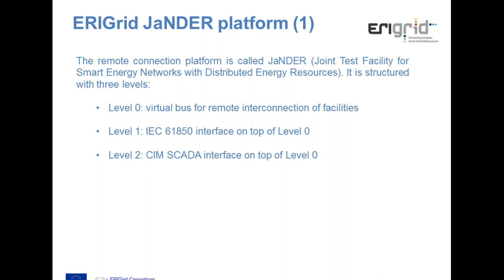This platform for the connection of research infrastructures is called Thunder, and it is structured on three levels. Level zero is this virtualized bus which I was talking about in the previous slide. Then there is level one, which is the 61850 interface, applied on top of this virtualization solution, let's say. And there is, of course, the CIM part, which will be described in later slides. This CIM level is also applied on the same virtualized solution implemented by Level 0. So Level 0 is the fundamental level used to interconnect facilities. Then you have standardized solutions on top of this virtual connection bus, let's say.